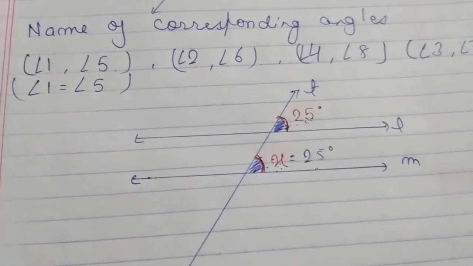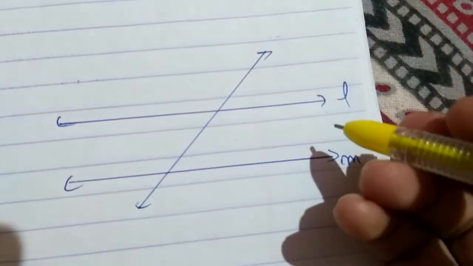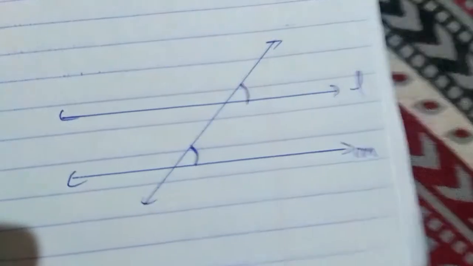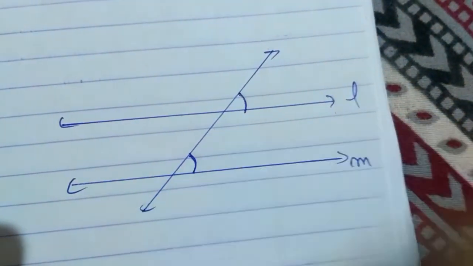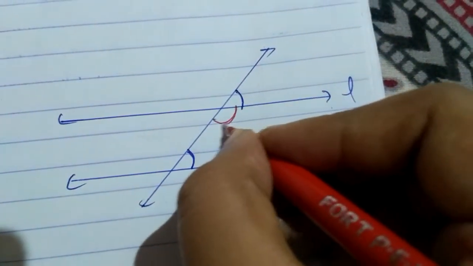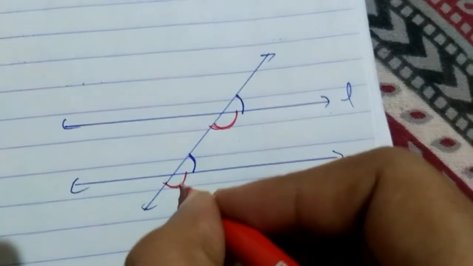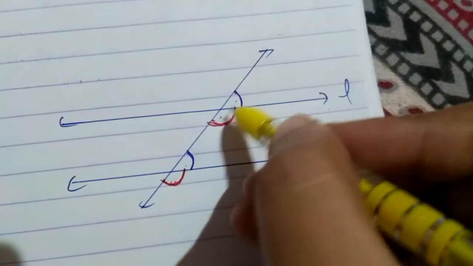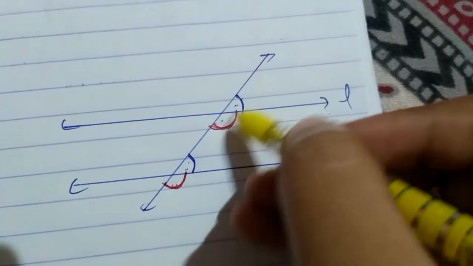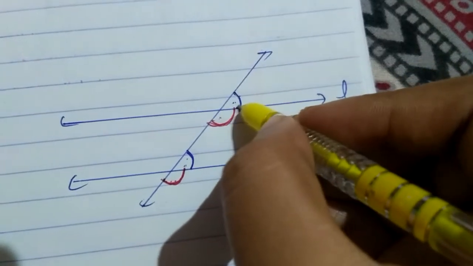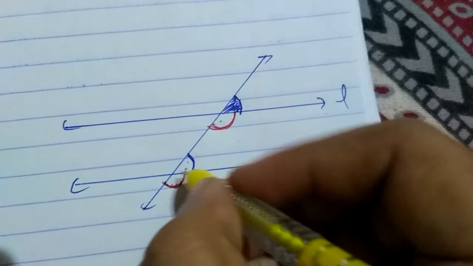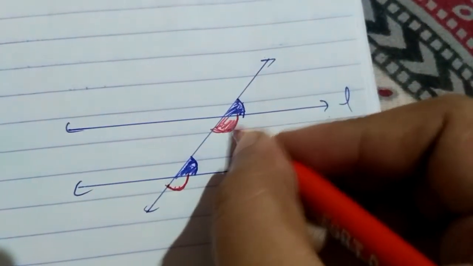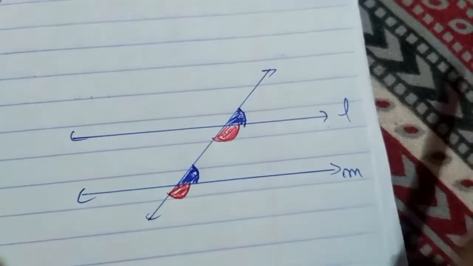Suppose, if you have to find corresponding angles, this angle is corresponding to this angle, also this angle is corresponding to this angle. That means the value of both the angles is the same. The value of these both angles is the same. It comes in pairs. These corresponding angles come in pairs. So the value of this angle is the same as this one, and the value of this angle is the same as this pair.